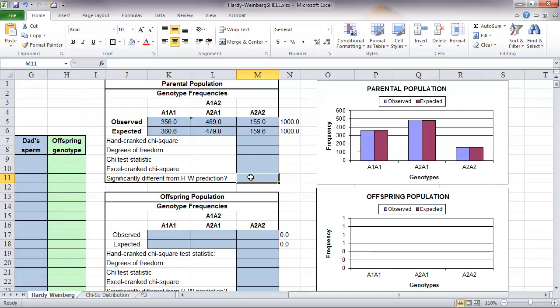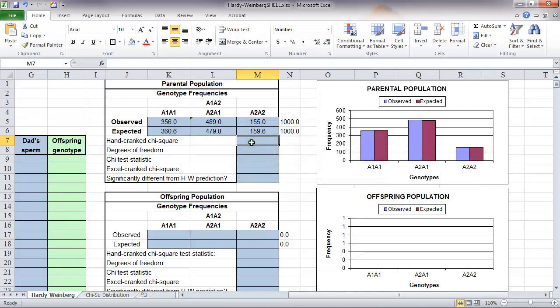Now, how do we do that? Well, traditionally, we calculate a test statistic from the data that we have, and our data is the observed and expected data. And this test statistic is called the Pearson chi-square.